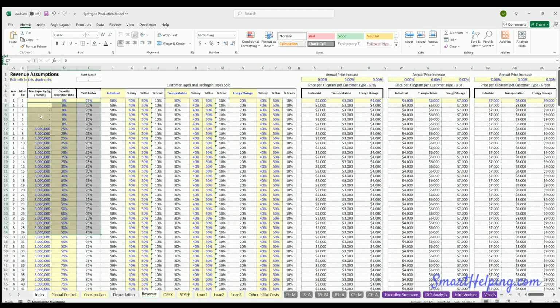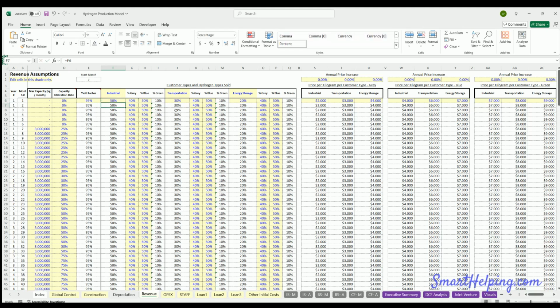Now, what we have is three customer types you can model. I just thought of the highest level: industrial, transportation customers, and energy storage customers. And you could define, of what you're producing, the percentage that's going to industrial, transportation, and energy storage. Now I've just set these equal to what's above it. So you could change these however you see fit.